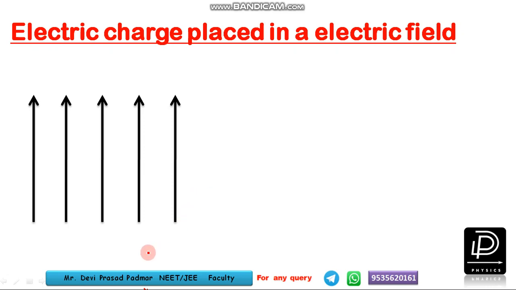So this is how we can represent a uniform electric field. Along this particular direction we have some uniform electric field. Let us take one positive charge here, a single charge that is at rest. That charge is in equilibrium.